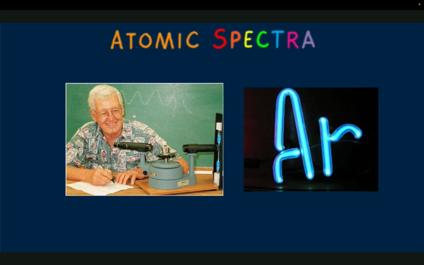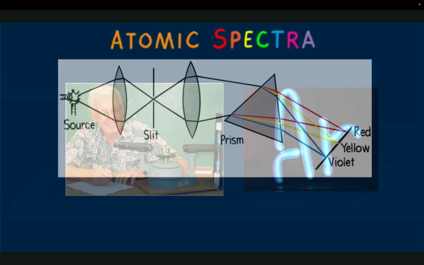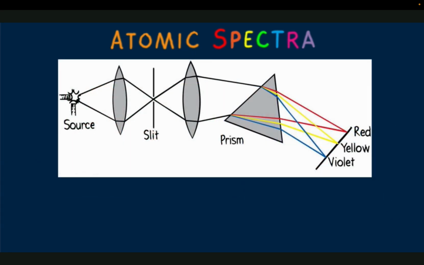Excitation and de-excitation produce colors unique to argon. No other gas emits the exact same color. Here's what occurs in a spectroscope.